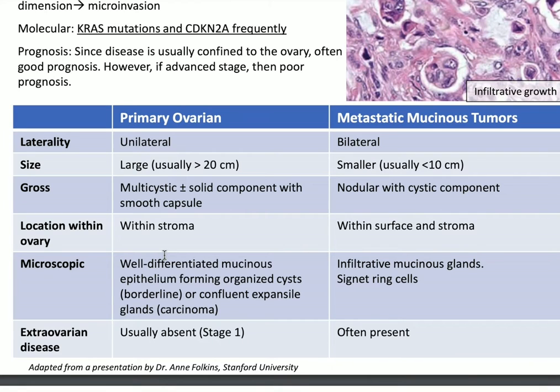This is a great table that differentiates the patterns of primary ovarian carcinomas versus metastatic mucinous tumors. And it's here for your review, but just to highlight the key points, primary ovarian, the laterality will be unilateral, whereas mets will be bilateral.